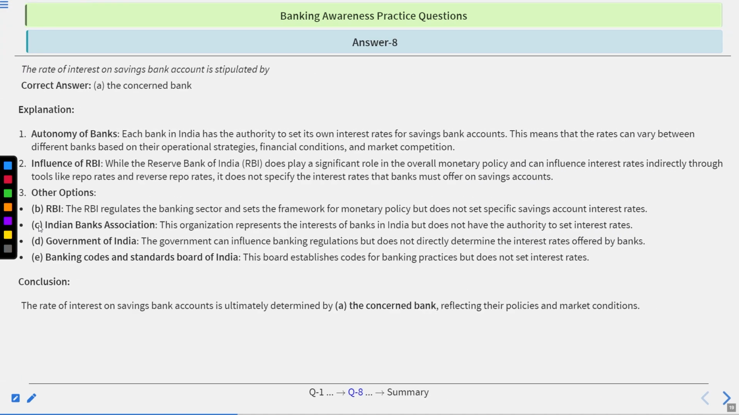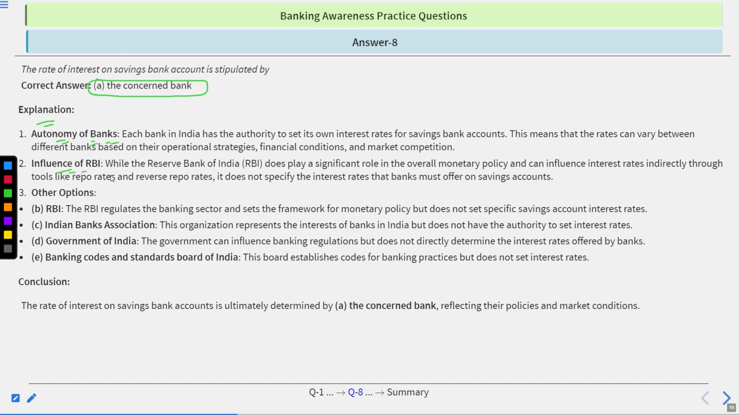Time's up. Correct answer is the concerned bank. Go by the explanation. Autonomy of banks. Each bank in India has the authority to set its own interest rates for saving bank accounts. This means that the rates could vary between different banks based on their operational strategies, financial conditions, and market competition.